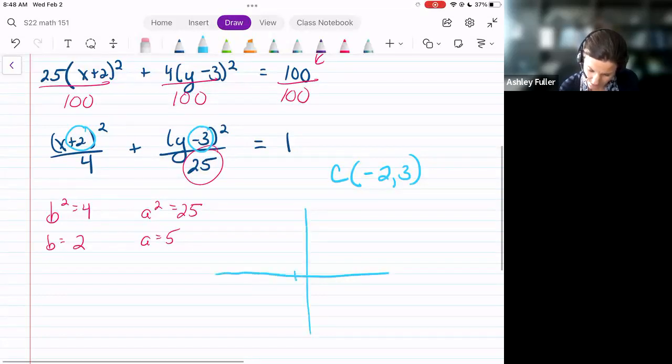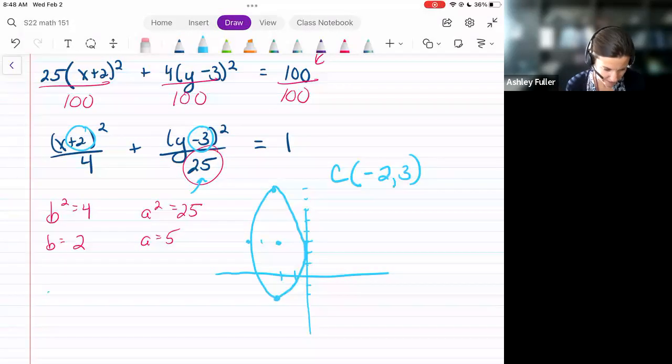So I come over to negative 2 and up 3. And then again, check your major axis. I'm going to go up 5. I'm going to go down 5. And then I'm going to go over 2 and over 2.